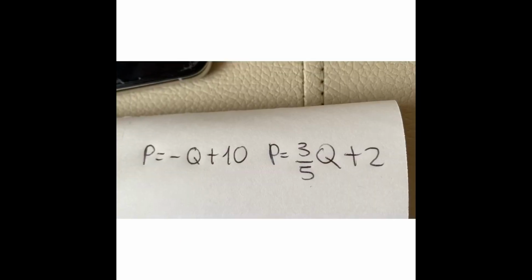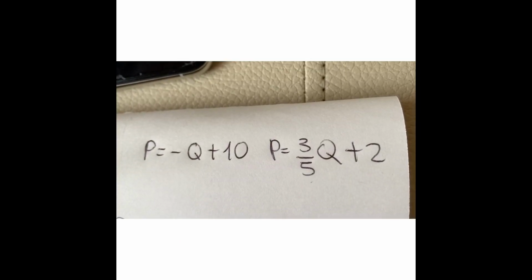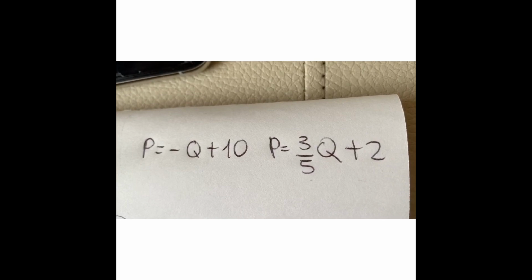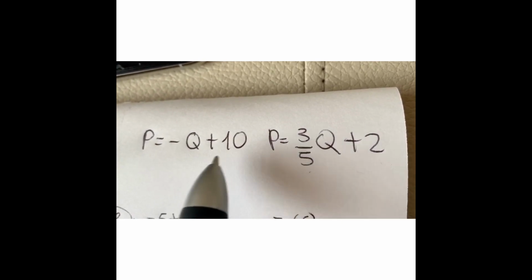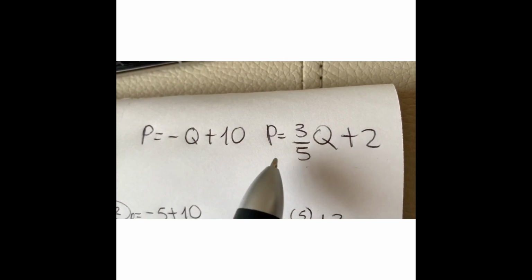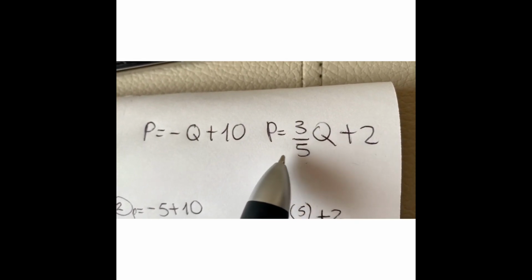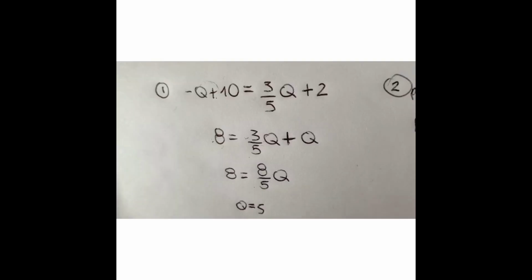Good morning, everybody. In this video, I'm going to teach you how to identify the equilibrium market areas when the government puts a tax. In this case, the tax is 10% of the equilibrium price. We are going to begin with the demand equation, which is given by P equals minus Q plus 10, and the supply is given by P equals 3/5 Q plus 2.